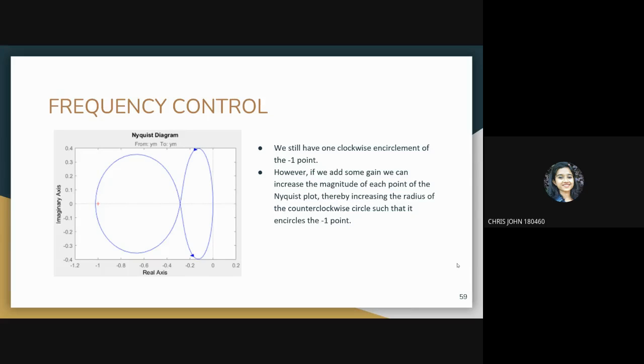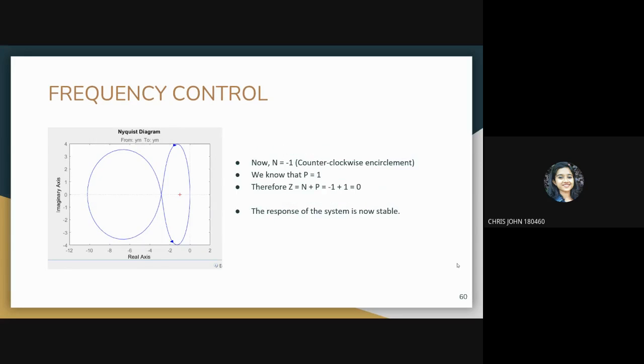So to make it anti-clockwise, we'll add some gain by increasing the magnitude of each point of the Nyquist plot. So now it is in counterclockwise direction. So we get Z as 0, and hence there are no poles on the right half plane. Therefore, our system is now stable.